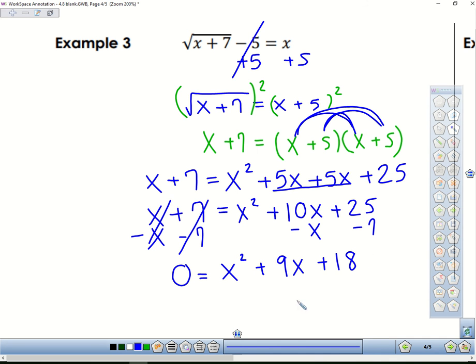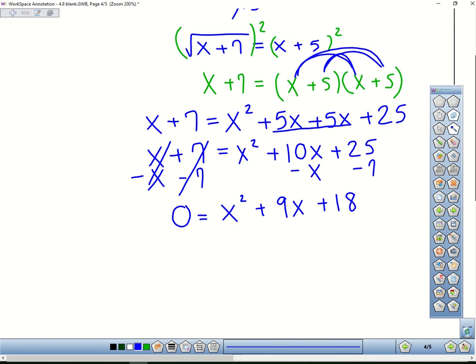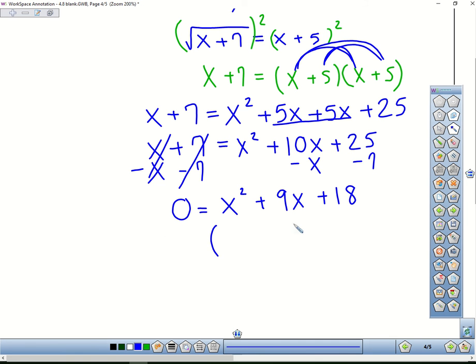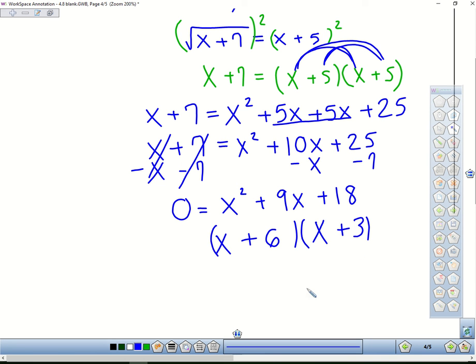So anytime that you're going to get to a situation where you're trying to factor a quadratic, you always want it to be equal to 0, okay, when you want to factor a quadratic. So your goal is to get it equal to 0. So at this stage, you should be at a point where your quadratic can actually factor. So we're looking for factors of 18 that add up to 9. What do you think? Good. 6 plus 3 is 9, but 6 times 3 is 18, which we want.